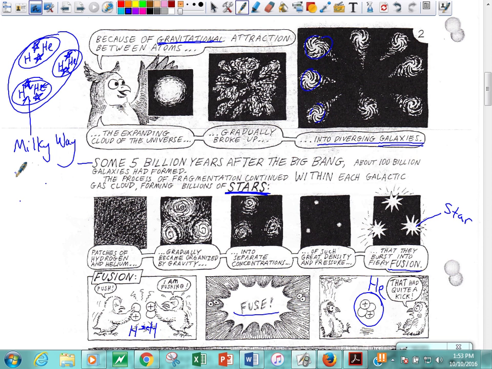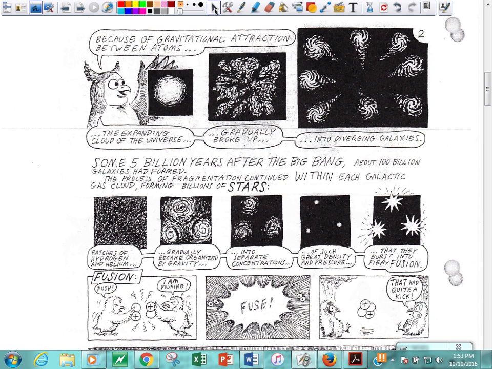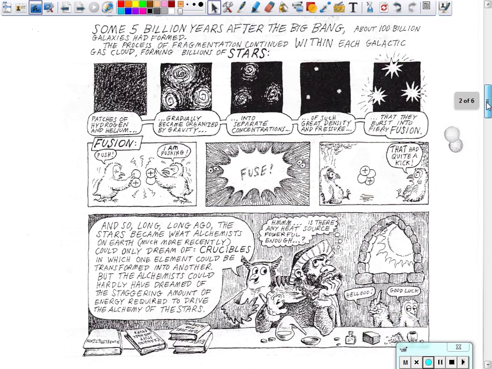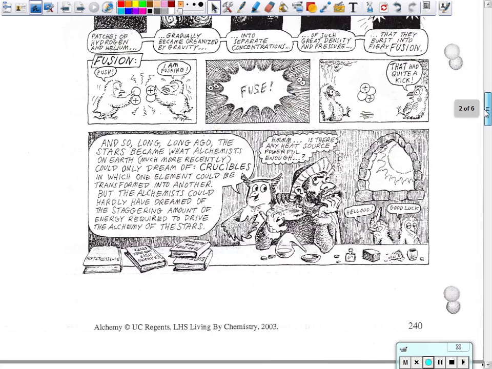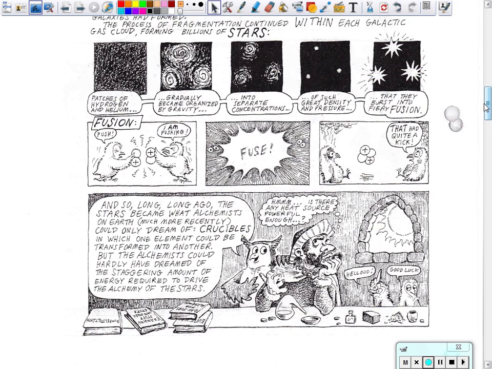Okay, but so far, how many elements have we made? Two. We got to learn a little bit more. Let's find out where the elements come from a little bit. Okay, let's read this last part.